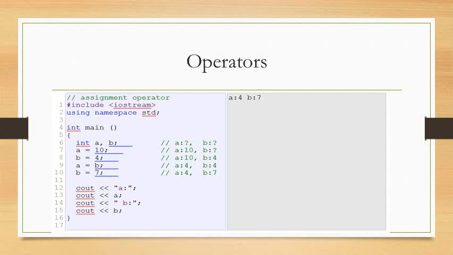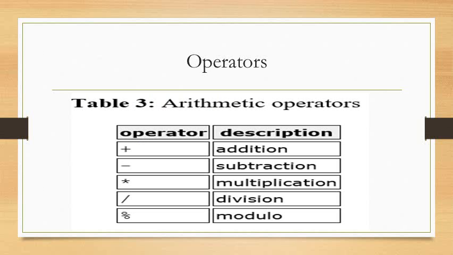Then it proceeds again and produces the cout b colon inside the quotation mark, then the value of b, which was 7 as we mentioned. Okay. So the final output is a colon 4, b colon 7. You get it right? Now let's look at the arithmetic operators.